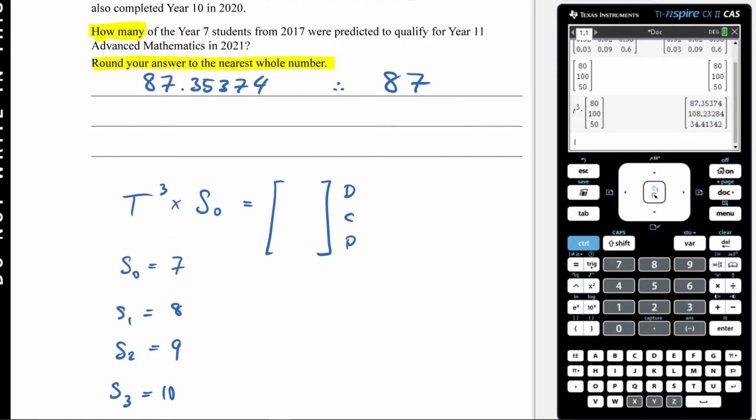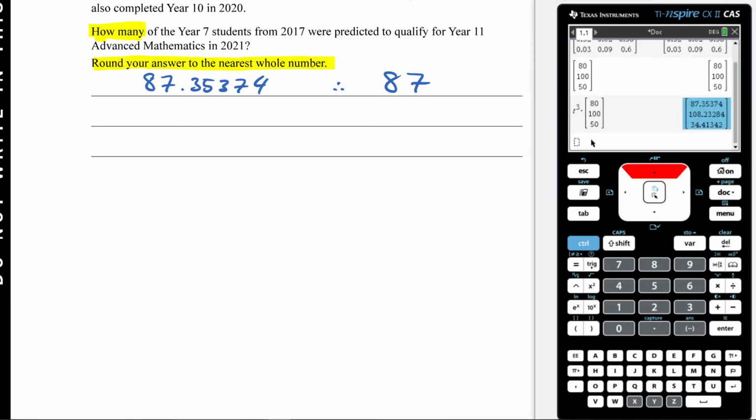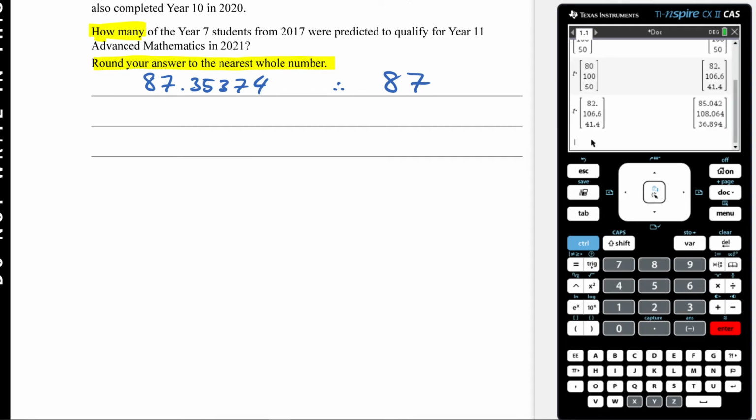There's a couple of different ways you could have put this into your calculator as well. So for instance, let's just say you didn't want to use that notation there. Let's say instead what you wanted to do is take the transition matrix. So we put T and then we could times it. You could take your transition matrix and times it by the previous answer. So control answer. Then you could hit enter. That's going to give you the year 8s. Then you could hit enter again. That's going to give you the year 9s. Then you could hit enter again. That will give you the year 10s. Then you're just reading 87 off that. So that's another way you could do it.